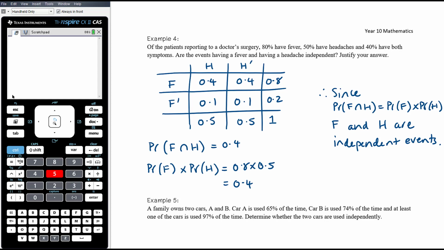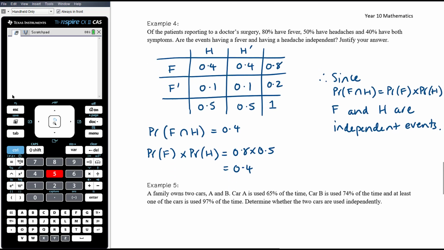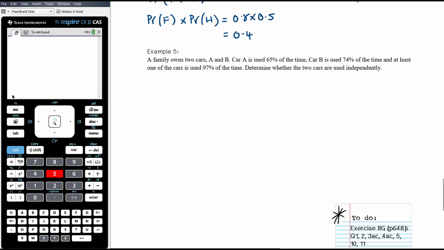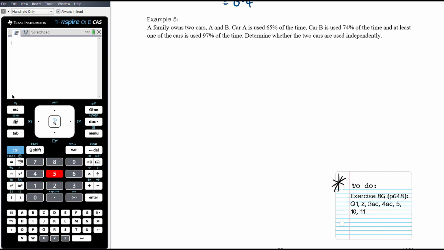Now, it would only take that, on a different day, 51% of people have a headache and all of a sudden you don't have independence. Okay, so for this particular set of data, there is independence between fever and headache. Obviously if we were wanting to make a generalized statement about independence, you would be wanting to look at these statistics for a much larger population of people rather than at one particular doctor's surgery on one particular day, potentially. Okay, example 5, the final one.